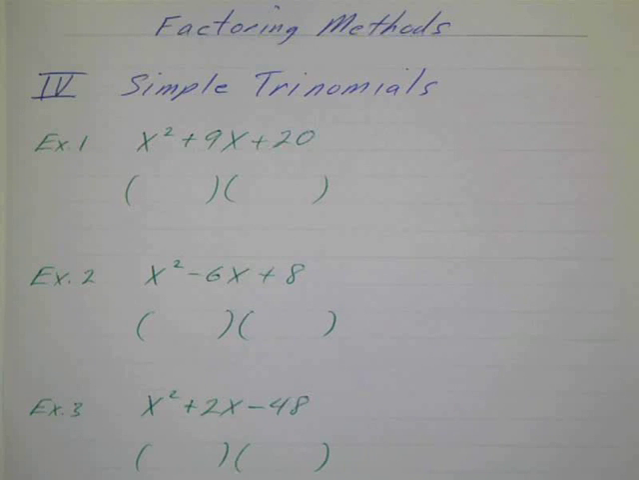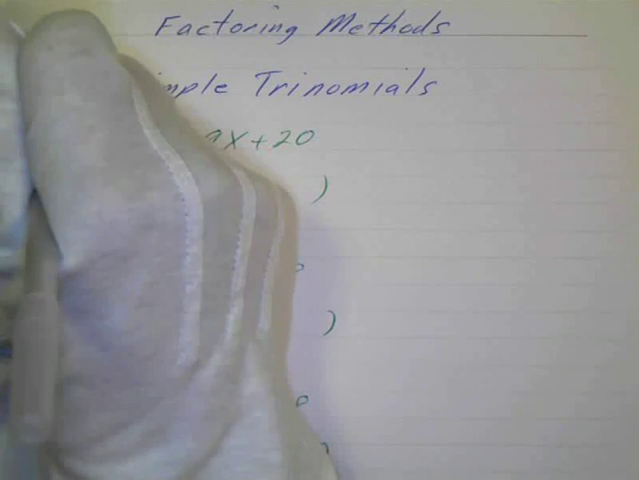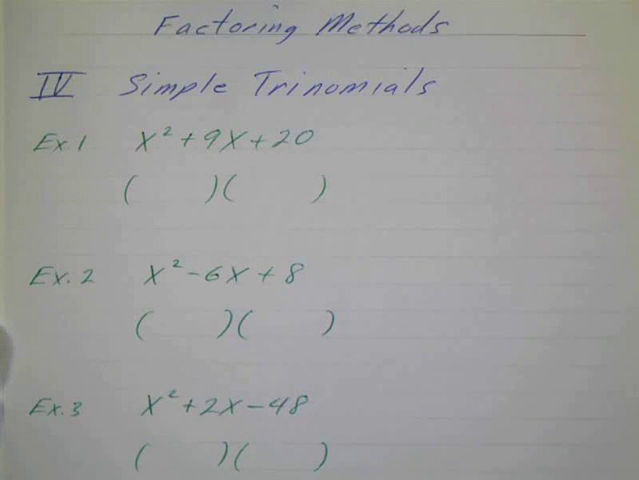Okay, more factoring methods, and these are simple trinomials. This is method number 4. I have about 7 methods that we can cover. Pretty much will help you with most of your factoring needs. So this is method number 4, and these are called simple trinomials. You have to do a little bit of analyzation on these.